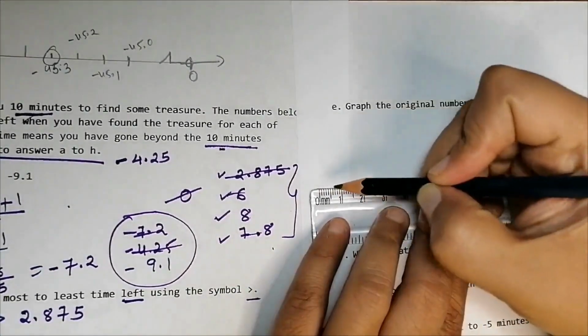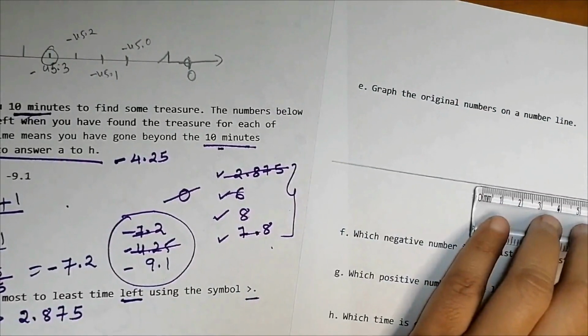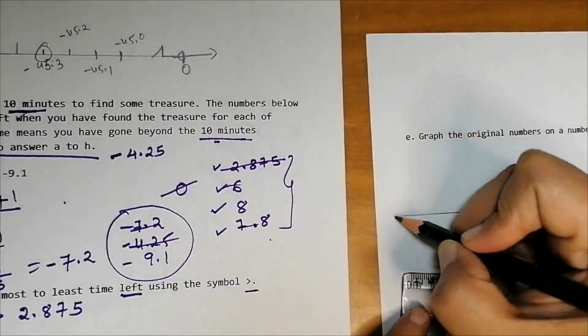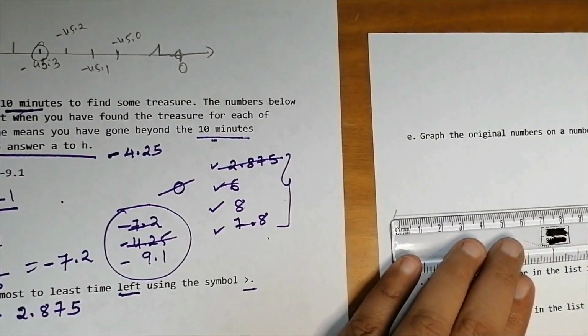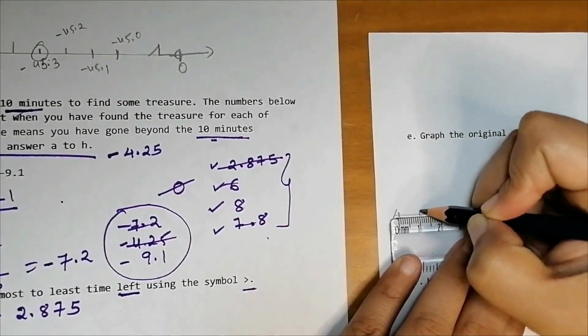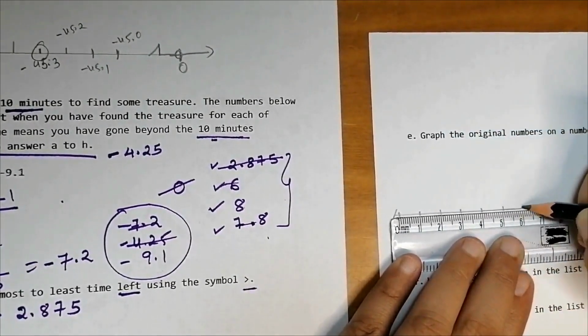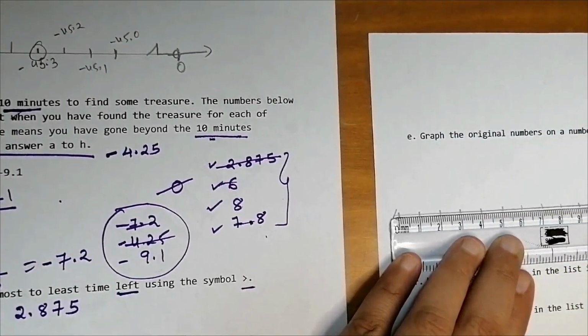I'll start from here. I will need more markings. Okay, so here we are. Let's start with minus 10, because 9.1 is the highest that we have on the negative side, right? This is minus 10, minus 9, 8, 7, 6, 5, 4, 3, 2, 1, 0.